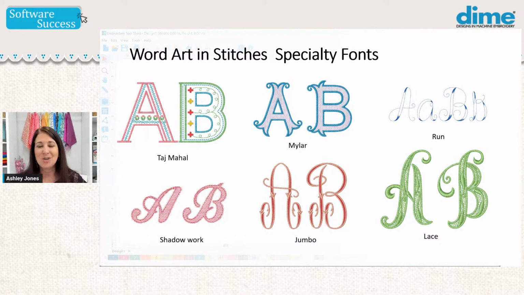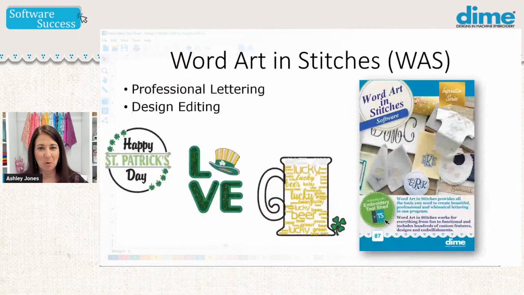I'm actually going to show you how you can use it to do a little bit of design editing as well. But inside of Word Art and Stitches, we have specialty fonts like Mylar, jumbo fonts. We have a shadow work and a freestanding lace font as well. But there are hundreds of built-in fonts, not just these that you see on the screen, and you're going to see more about those. And so it is a program that you can create professional lettering, but also do some design editing. And we have tons of built-in features as well.